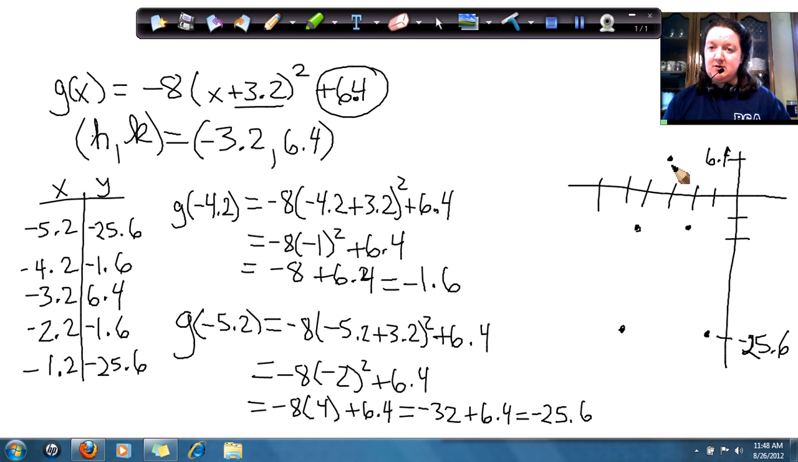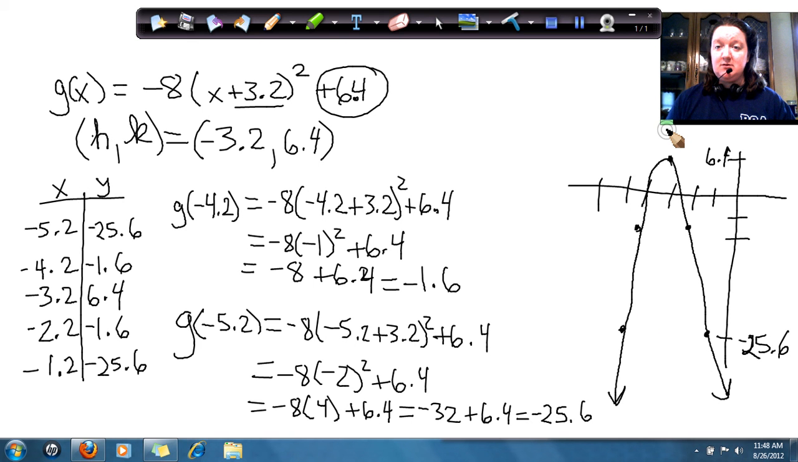Now let's draw out our lines. Those are headed that way. This one is headed this way. They want us to have our line of symmetry, which is going to go through here. We also labeled our vertex here, negative 3.2 and 6.4. I'll make that look more like a 4.